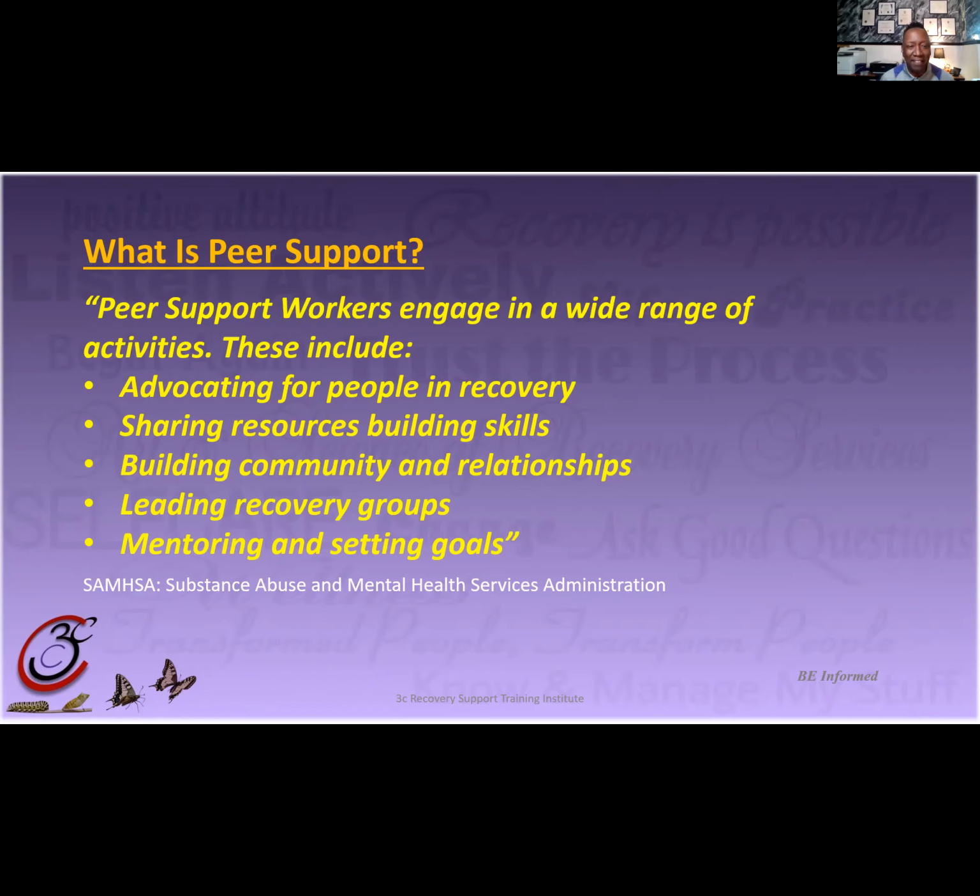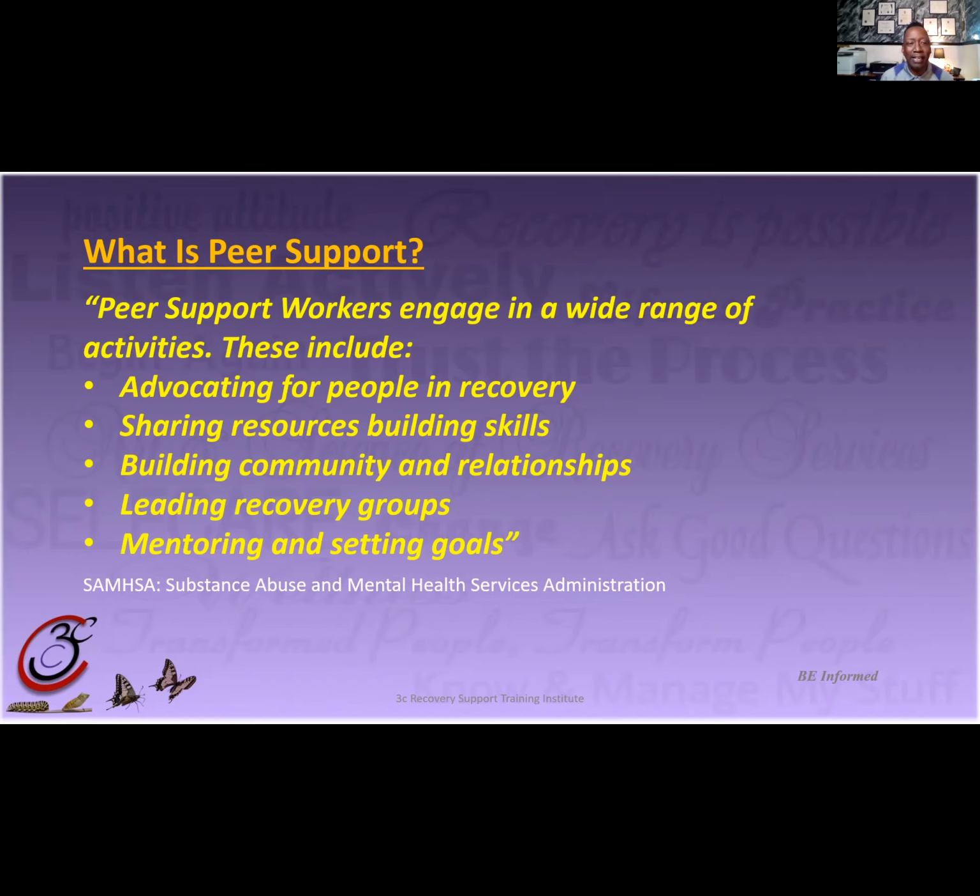These include advocating for people in recovery. So we want to be able to speak up for those who don't have a voice for themselves. And more importantly, we want to teach those who have a voice but haven't learned how to use it, how to speak up for themselves. So advocacy on that small scale for the individual and advocacy for the entire recovery community. What changes do we want to see in our communities, and how do we make these changes come about? So advocating for the people in recovery.